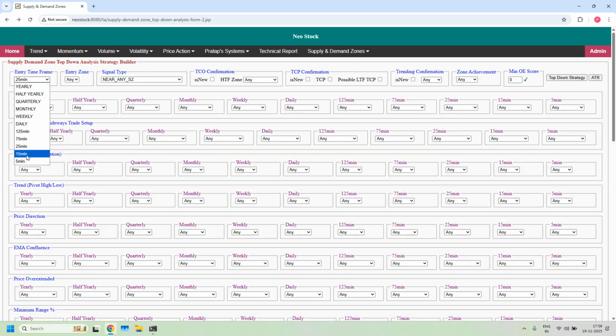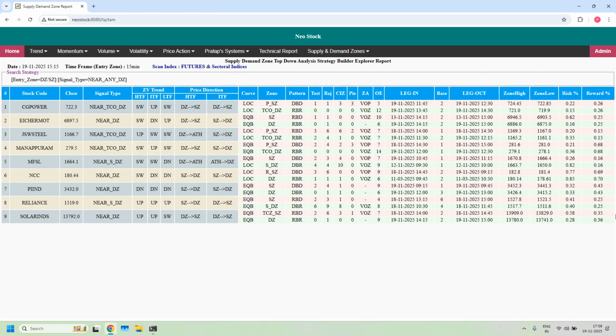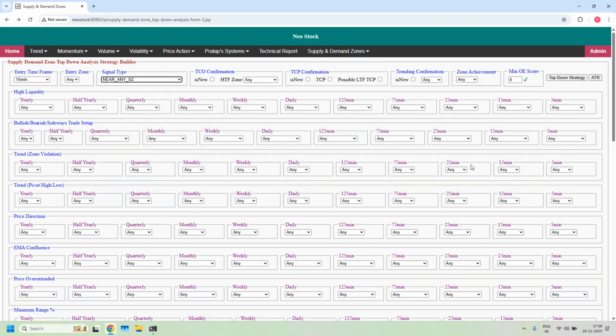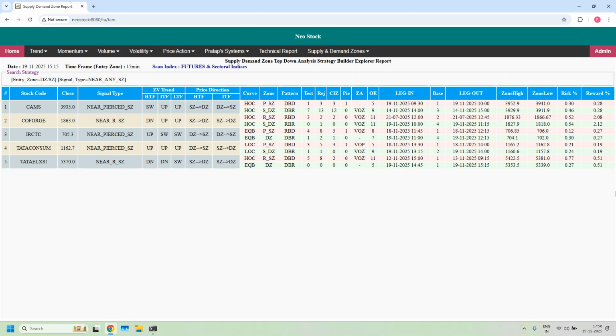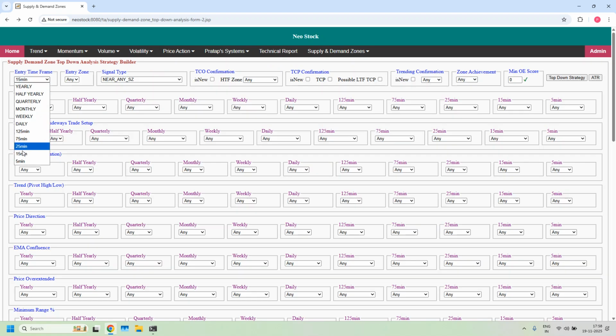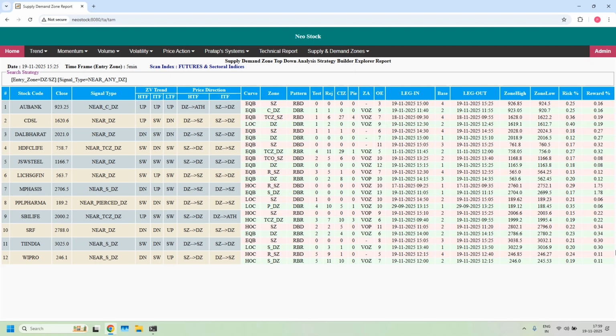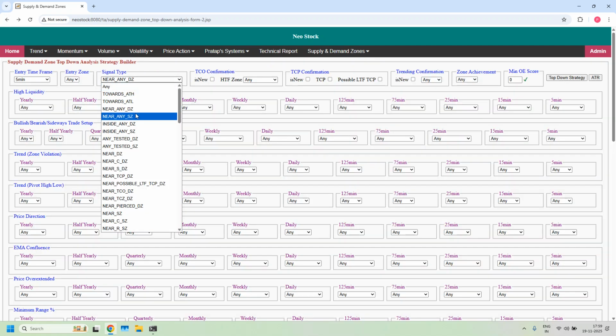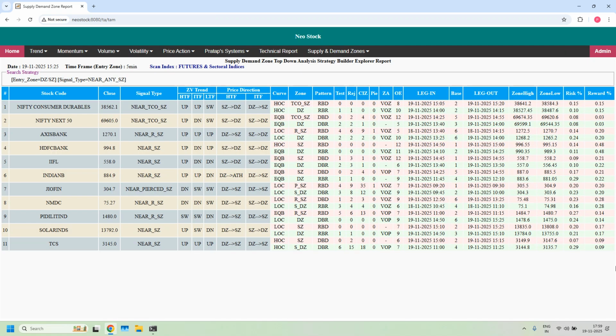Next time frame is 15 minutes. Stocks near to the 15 minutes demand zone, we got 9 stocks. Next, stocks near to the 15 minutes supply zone, we got 5 stocks. Next time frame is 5 minutes. Stocks near to the 5 minutes demand zone, we got 12 stocks. Next, stocks near to the 5 minutes supply zone, we got 11 stocks. So these are the stocks near demand and supply zones.